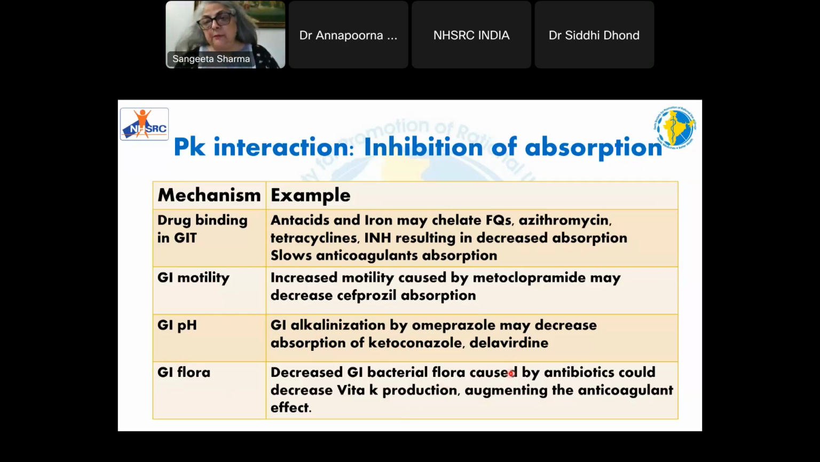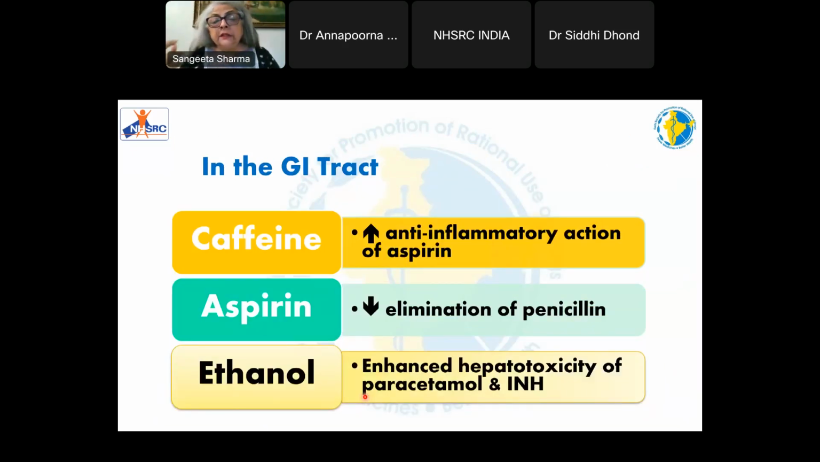Flora may be altered by any of the antibiotics. They decrease vitamin K production. They augment the anticoagulant effect. In the GI tract, the caffeine, the coffee that we take, can increase the anti-inflammatory action of aspirin. Aspirin can reduce the elimination of penicillin, and ethanol, alcohol. This is very common, alcoholism is very common. It can enhance the hepatotoxicity of paracetamol and INH. So be careful, caution the patient if they are also consuming alcohol while taking these medications.